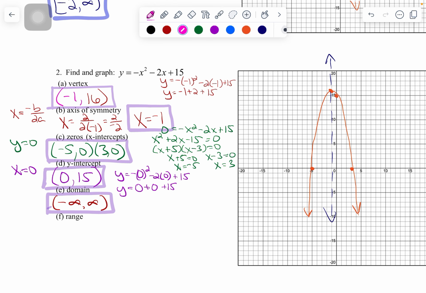And last but not least, we have a range. How low does your graph go? It goes to negative infinity. But when we talk about how high the graph goes, there is a boundary. And that boundary line is your vertex. And that vertex has a y value of 16. So that is the upper end of your range. That is the highest y value you can get out of this function.